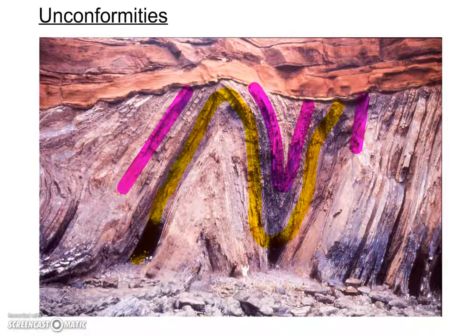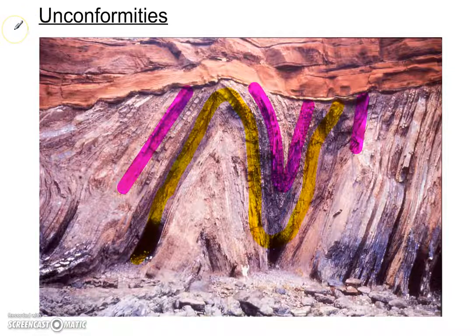down. What you're looking at here is called an unconformity or a nonconformity. What's happened basically is that some of these rocks are missing. This pink stripe should really come up here and come back down.